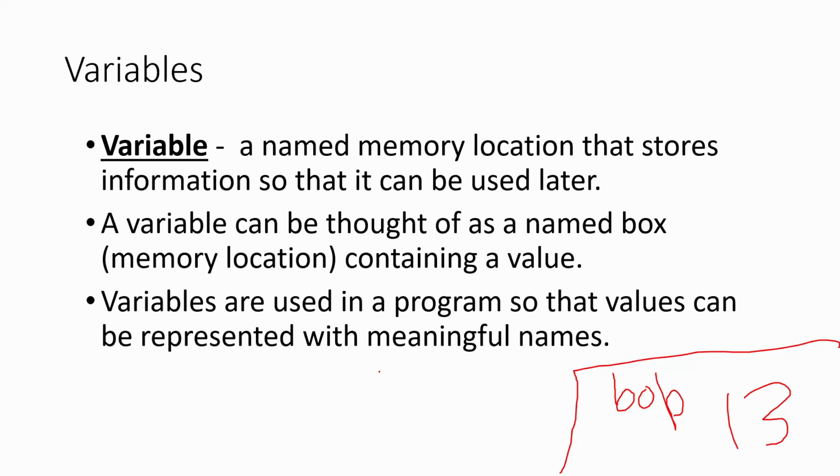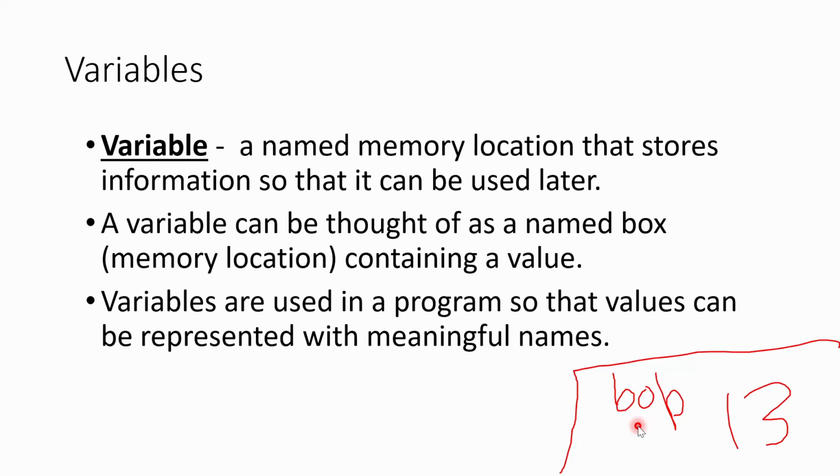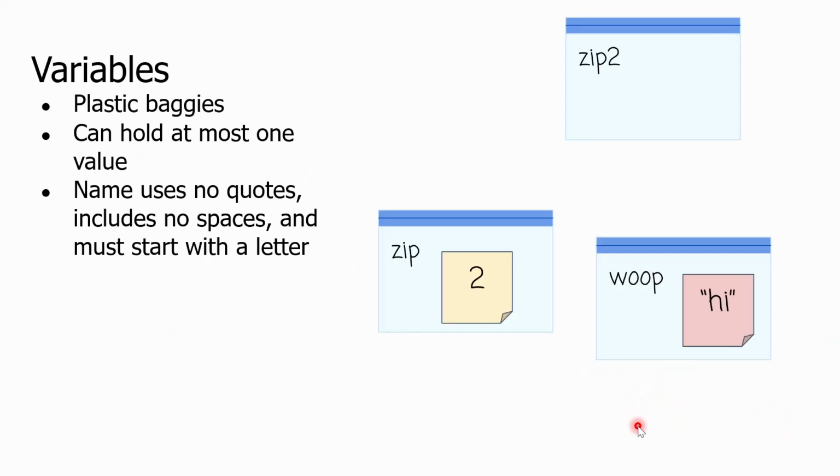Now, variables in programs are named very usefully. So we make it so that the names are meaningful. So maybe they're holding a total. We'll name the variable total. Maybe it holds the name of somebody. We'll put the variable's name as name. So in most of our programs, Bob would be a terrible name for a variable because it's not descriptive. It doesn't tell us what that is actually holding.